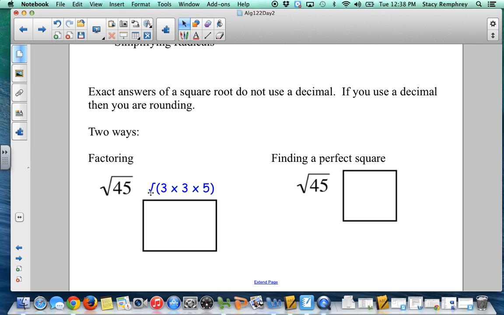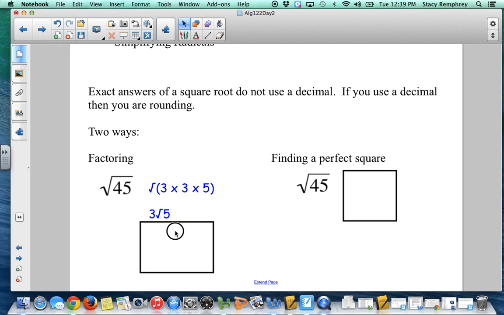Now, a square root undoes a square. Remember what squaring is. It's multiplying a number by itself. So which number do you see is being squared? The 3's. See how they're written twice? So if square root undoes the square, then any of the doubles can be pulled out. So simplified, it becomes 3 root 5.